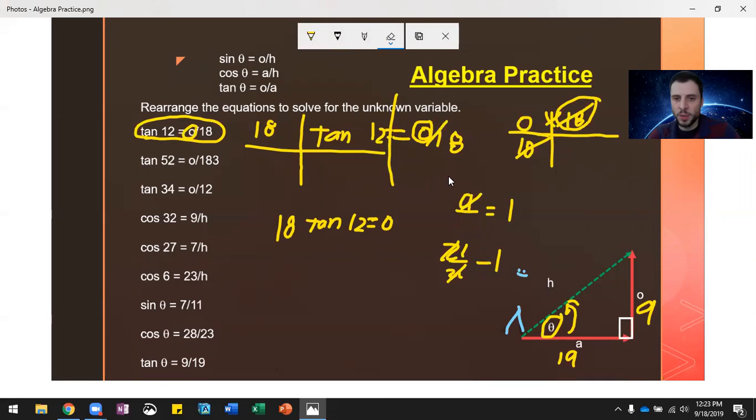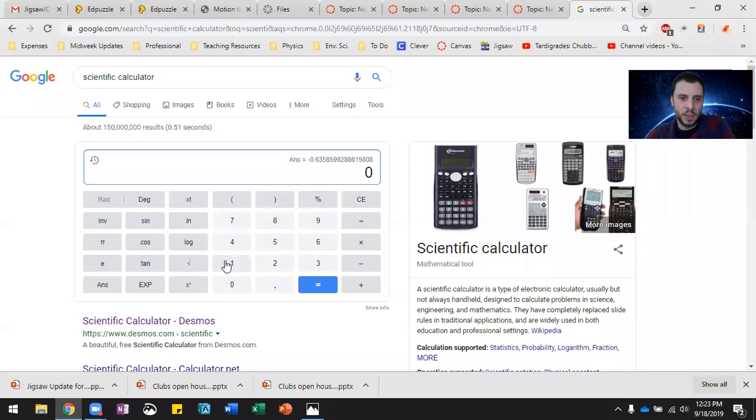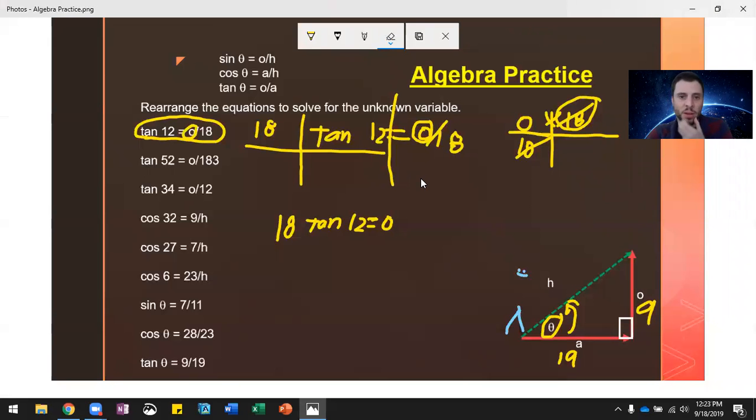So now all that's left to do is to plug this into our calculator. We'll take 18 times the tangent of 12. Close our parentheses. And that's going to be the length of the opposite side of our triangle, 3.8. So our opposite side equals 3.8.